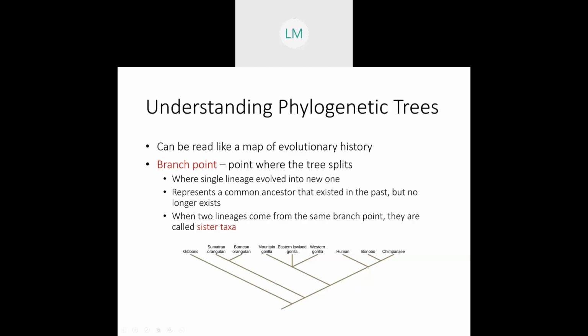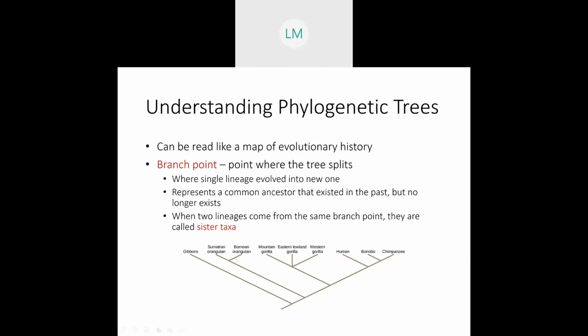So down here on our tree, this branch point represents a common ancestor of humans and chimpanzees. Humans evolved from this common ancestor, and chimpanzees evolved from this common ancestor. So our common ancestor doesn't exist anymore, but humans and chimpanzees evolved from that common ancestor that occurred at this branch point. And then when we have two lineages that come from the same branch point, they're called sister taxa.